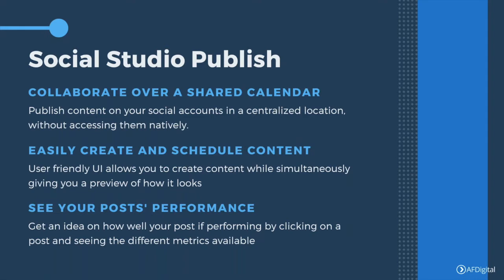And last but not least, it also allows you to see your post's performance, so you can get an idea of how well your post is performing just by clicking on the post in the calendar and seeing the different metrics available, such as the organic reach, paid reach, likes, comments, shares, and all the other metrics that might interest you. Usually, instead of having to access Facebook Insights just to get that information out of your social pages, you can now do that with Social Studio. Just go to Social Studio, click on a post, and you'll see how that post is performing.